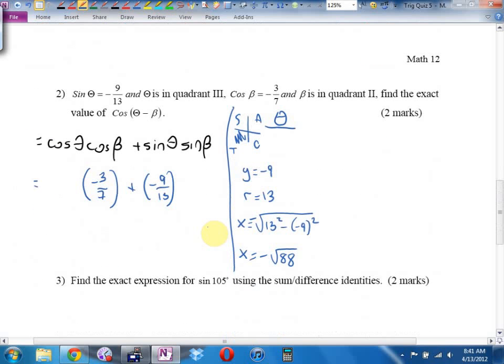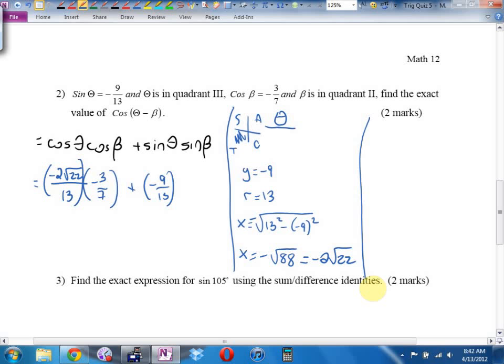Now, if you left it as root 88, I'm okay with that, but technically, this is actually -2 root 22, because 88 is 4 times 22, so the square root of 88 is the square root of 4 times the square root of 22, and the square root of 4, I can do. What that means is the cosine of theta is -2 root 22, or root 88, all over 13. We'll tackle that a bit later.